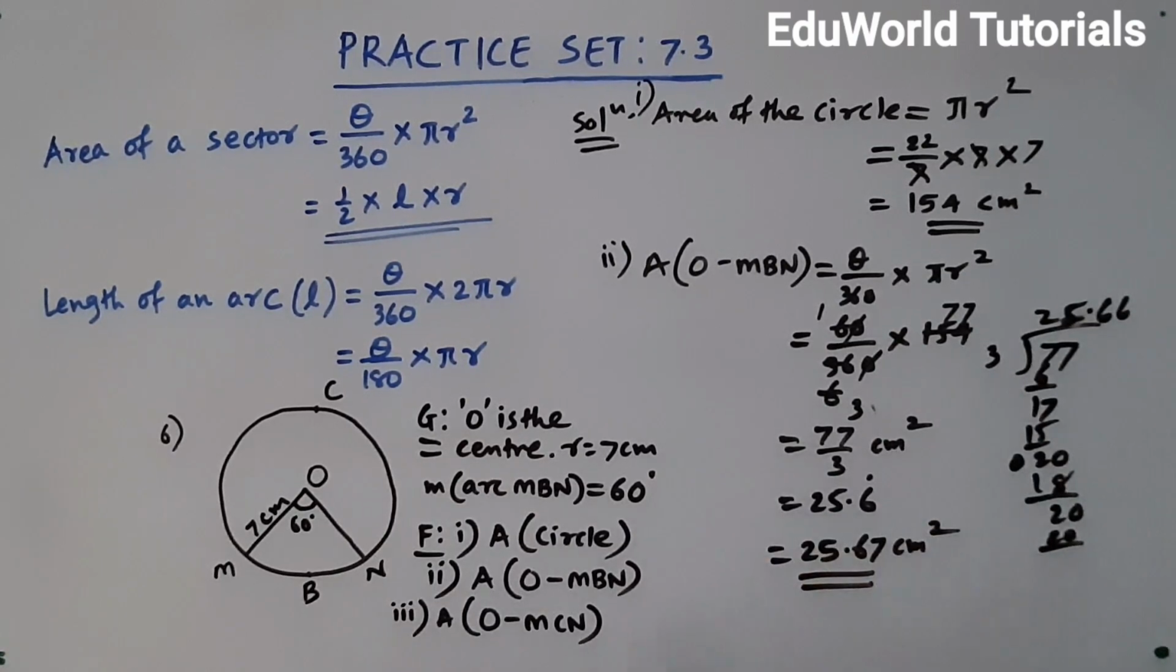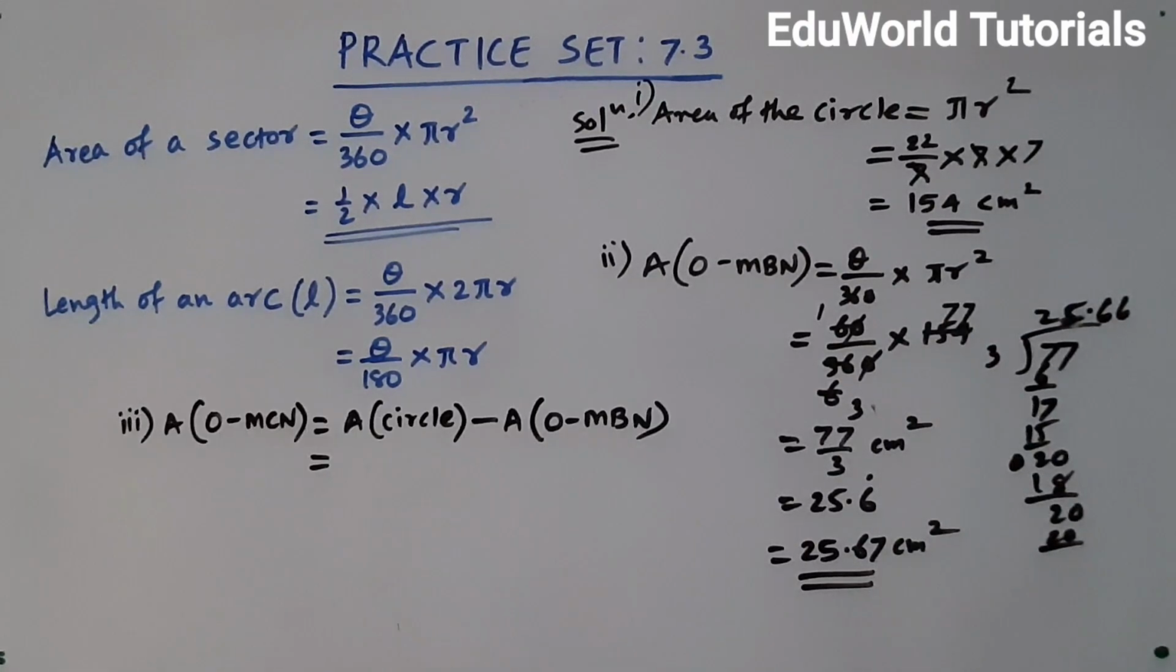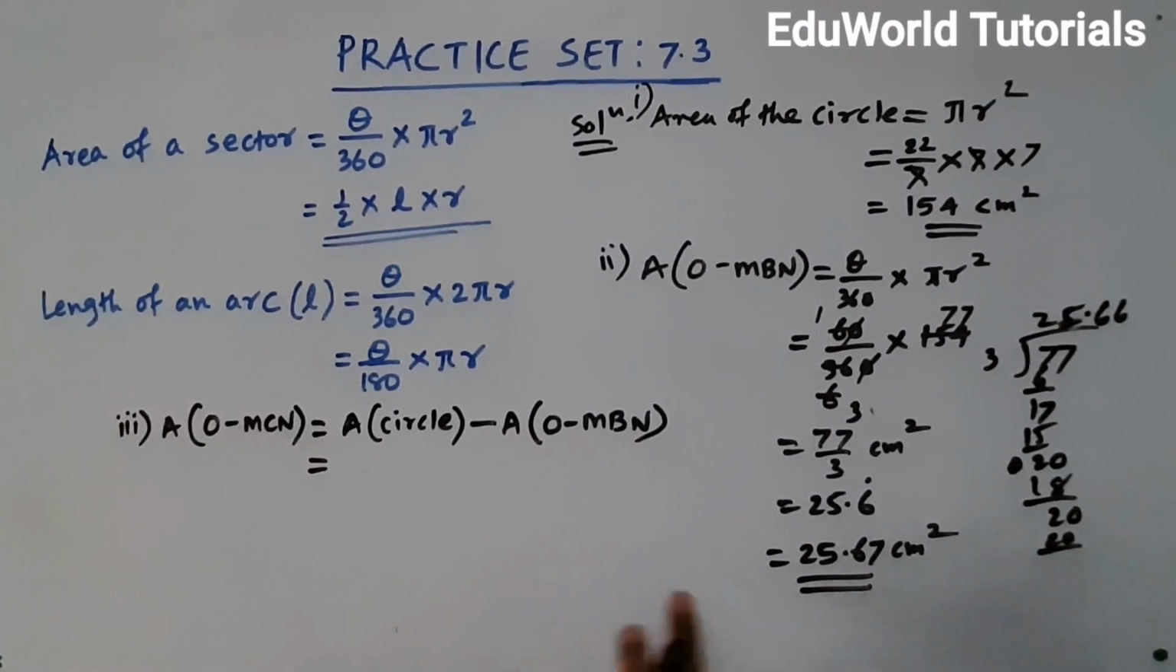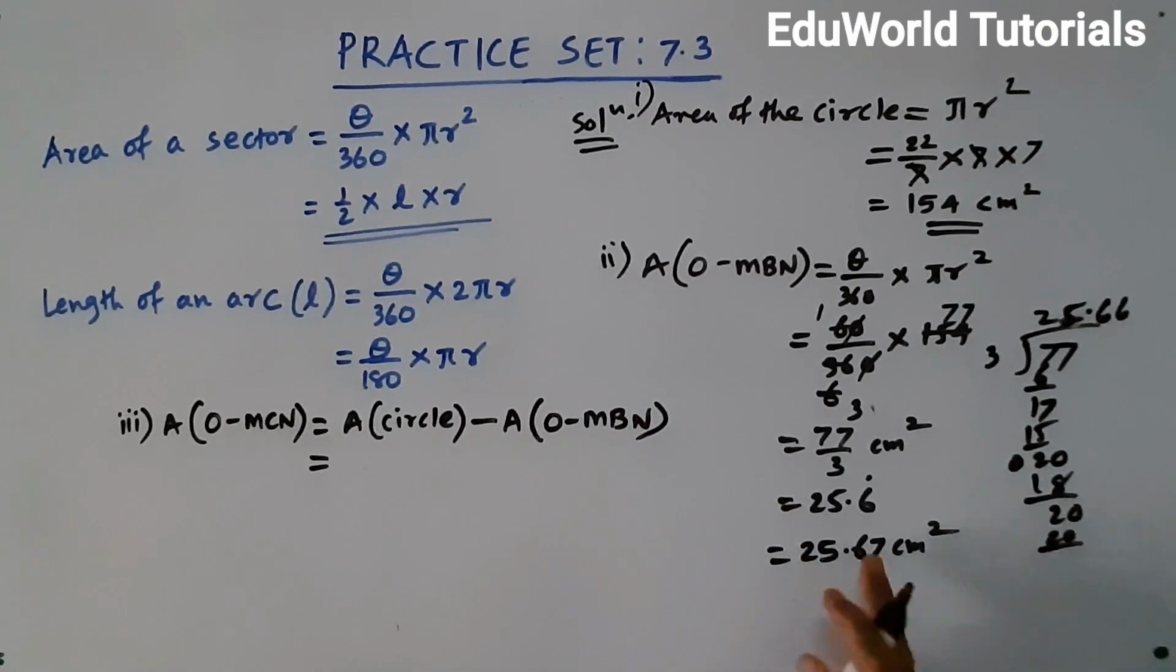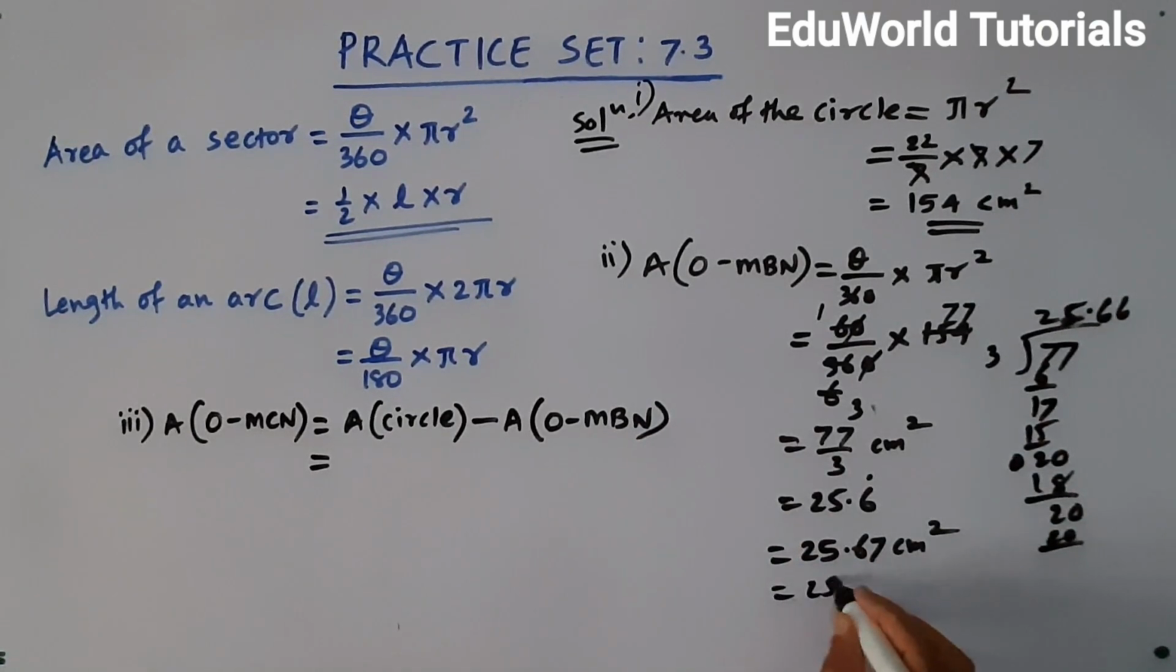And you know how to find area of the major sector. Area of major sector is area of circle minus area of minor sector, which is 25.67. I am writing it separately now. Okay students, so we got area of the minor sector 25.67 centimeter square. We can also round it off as 25.7 if you want the correct answer up to one decimal place. 25.7 centimeter square, both are same.